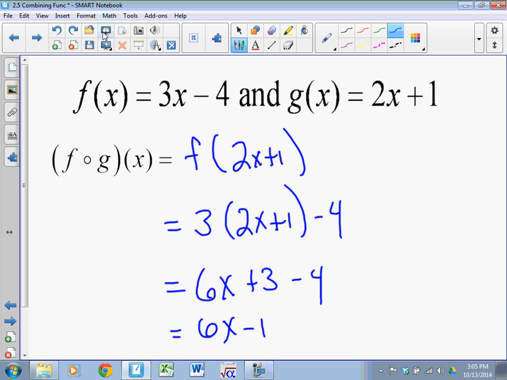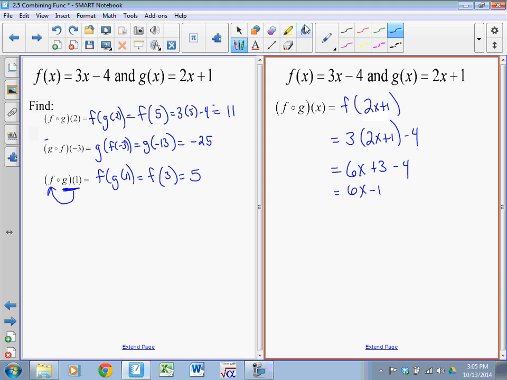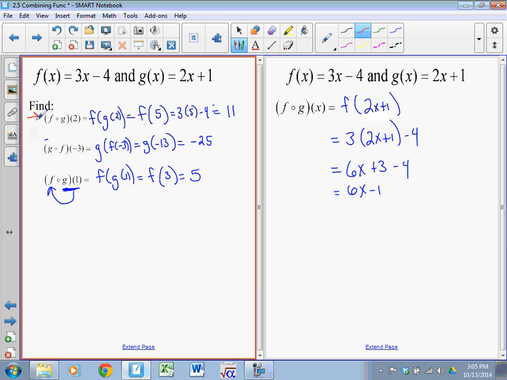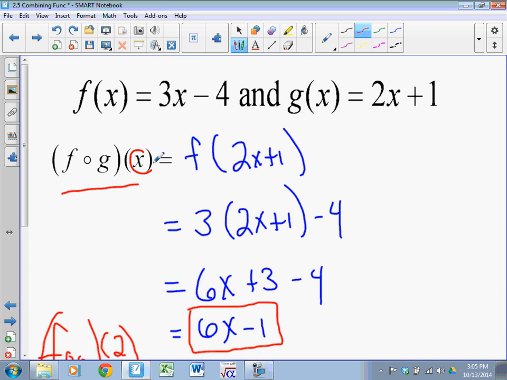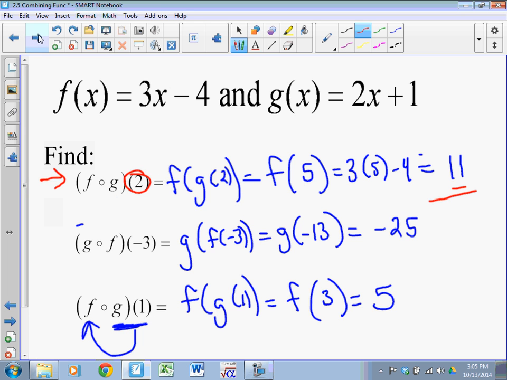Now, if you look at the formula and you go back here for a second, consider this problem right here, g of 2. If I wanted to put f of g of 2, this would just be 6 times 2 minus 1, which is 11, which is the same thing we got back here. We now just have a formula for our f of g of x. So if there's an x here, you're going to have a formula with an x. If there's a number here, you're going to have a number.